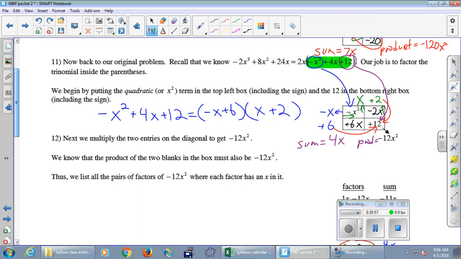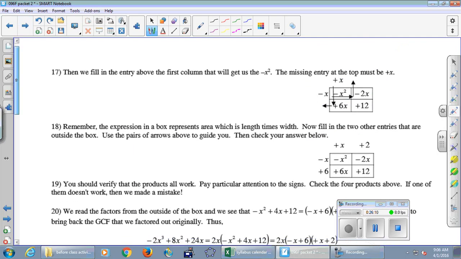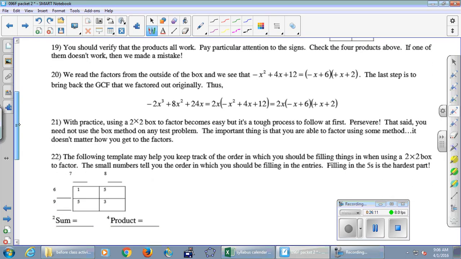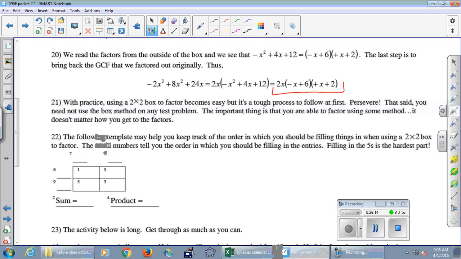The last piece of this puzzle here, there was a 2x sitting on the outside from way back when in this problem. Where do you think we're going to put the 2x in the final answer? Just outside. Just put it right in the front. I won't rewrite it. It's on the next page, I think. Here. There's our final answer.